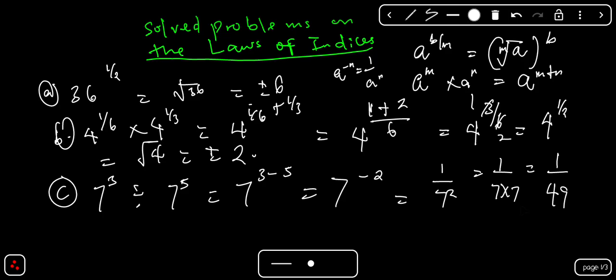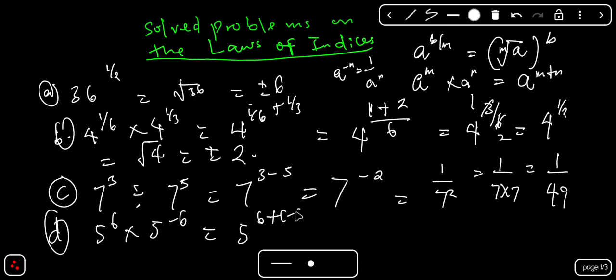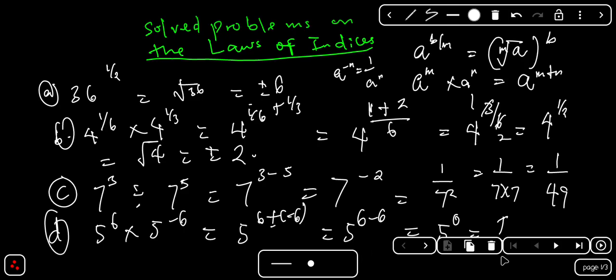Very simple problem. The next problem we have is 5 raised to the power of 6 multiplied by 5 raised to the power of minus 6. So this will be 5 raised to the power of 6 plus minus 6. Plus and minus will give us minus. So we have 5 raised to the power of 6 minus 6. 6 minus 6 will give us 0. So we have 5 raised to the power of 0. And don't forget, any number raised to the power of 0 will give us 1. So 5 raised to the power of 0 will surely give us 1. So the answer here is 1. Very simple problem. Okay, so let's move on, guys.